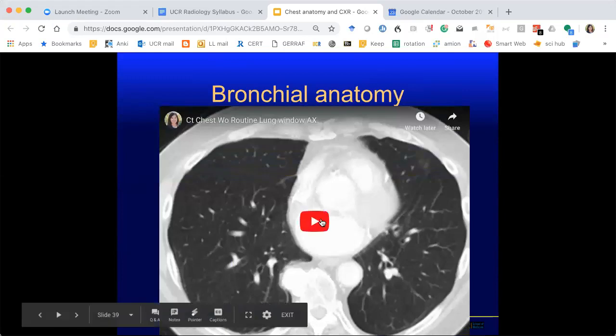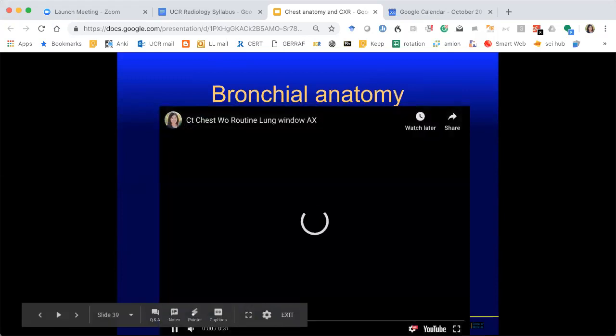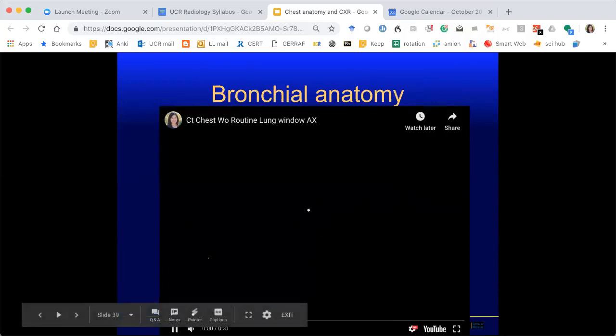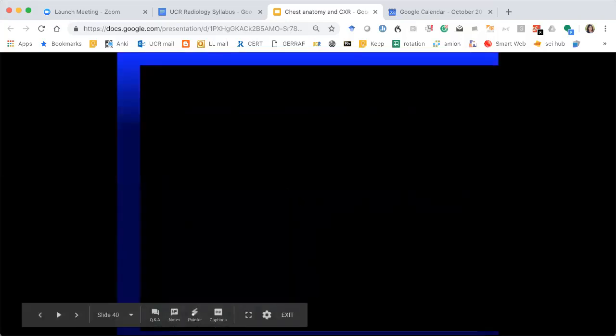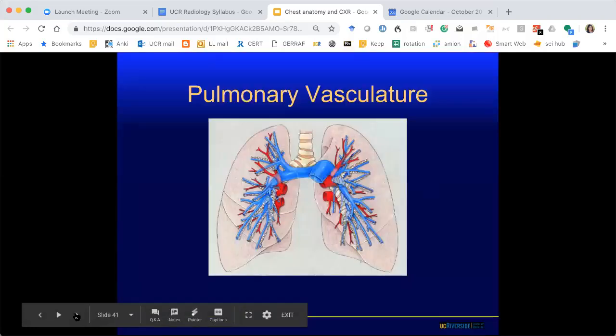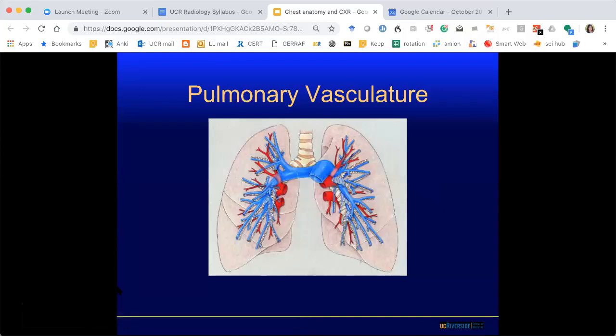Here is a chest CT of the lungs, and we're going to just review some bronchial anatomy, if the video will load. Okay. Sorry for the delay. All right, I'm going to advance. Maybe we'll have better luck here. Maybe not. I don't know. Sorry, we'll keep going because the video is not loading. I'm sorry. Maybe my Wi-Fi is not fast enough.